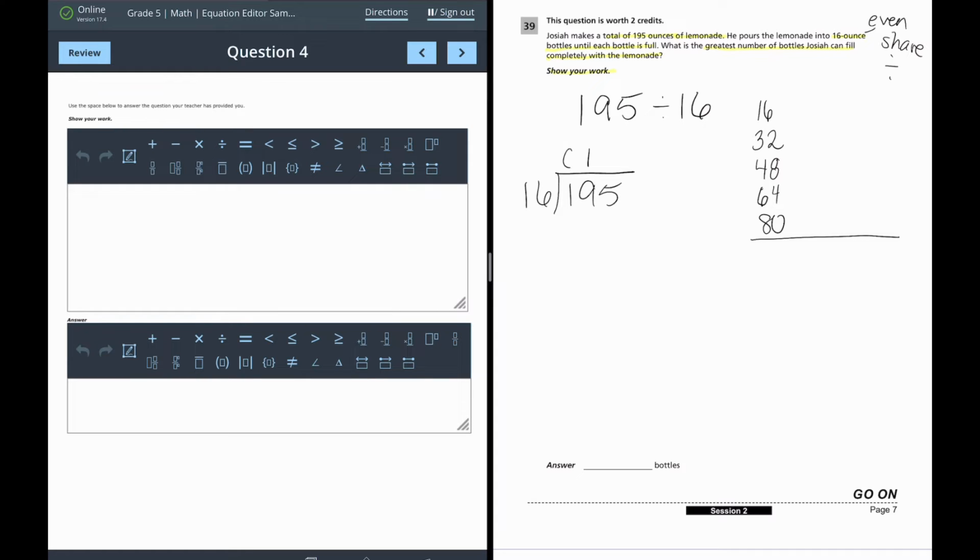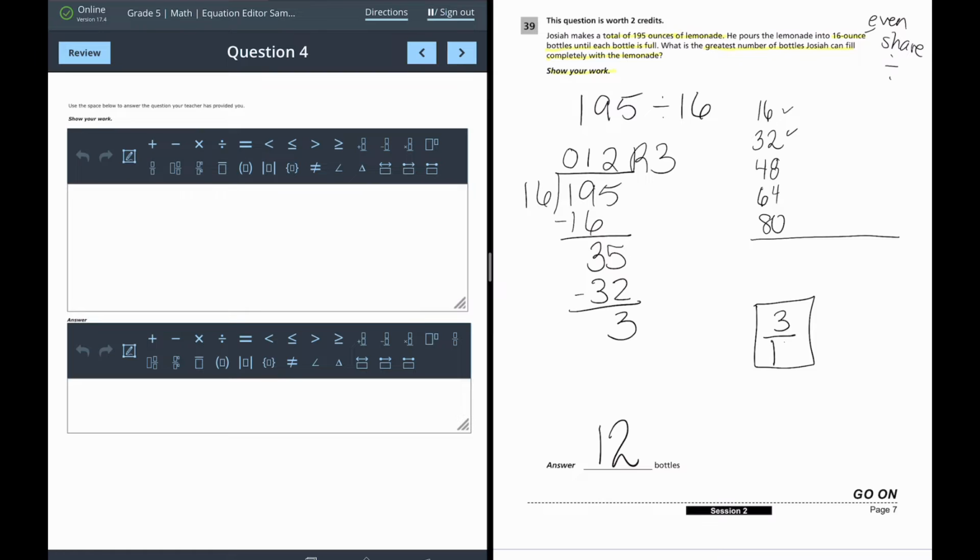So 16 cannot go into 1, so I'm going to put a 0. 16 goes into 19 one time. And I have 35 left. Oh, good, I didn't have to do bigger numbers. 16 goes into 35. I can go 2 times. I am going to have a remainder though. And my remainder is going to be 3. So I can fill 12 bottles completely, and the next bottle is only going to have inside of it 3 out of 16 ounces. That's going to be the 13th bottle.